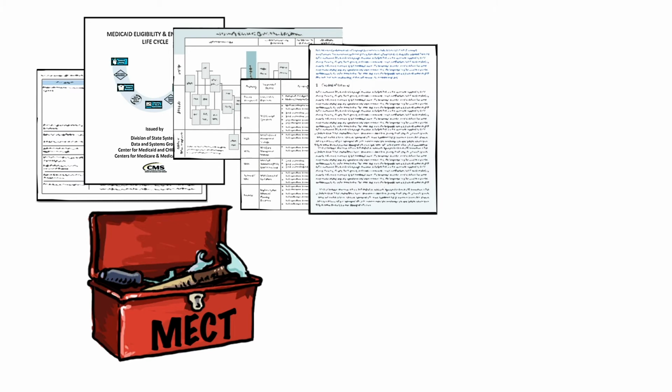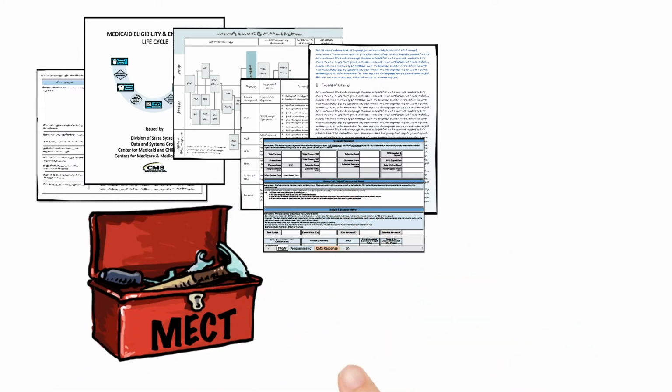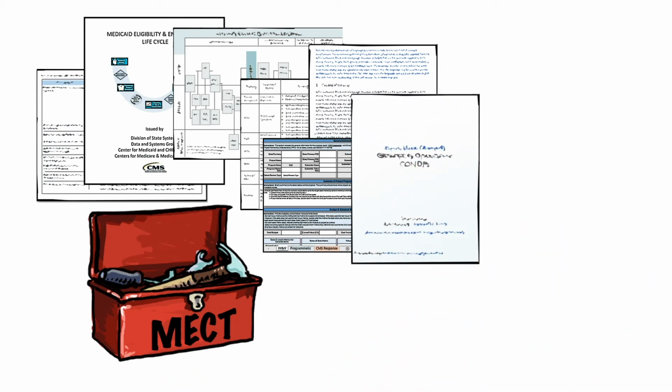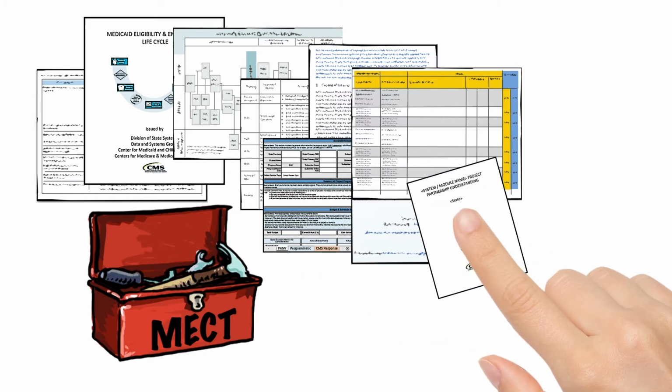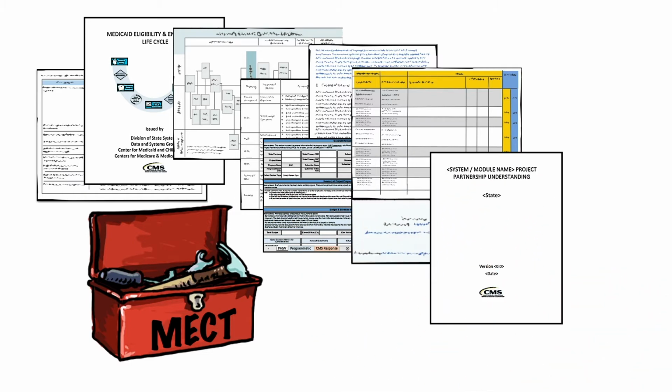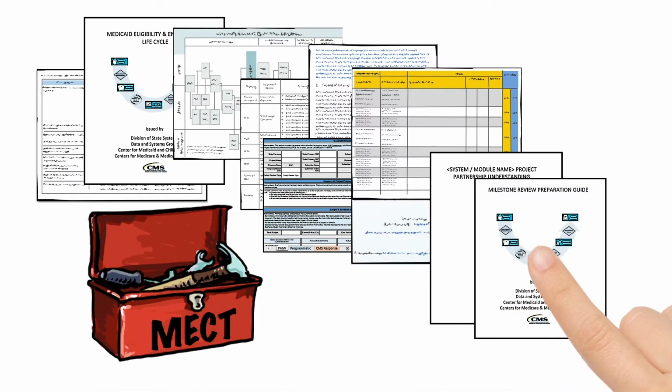states to include in their IV&V RFPs and contracts, the E&E IV&V progress report template, a concept of operations template for the state to use if it wishes, a MITA self-assessment tool that the state can use if it chooses, a project partnership understanding template, a milestone review preparation guide, and the checklist set is also posted with the toolkit.